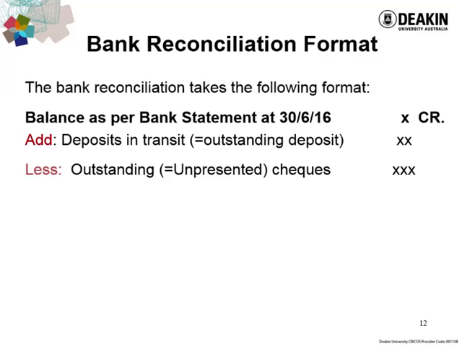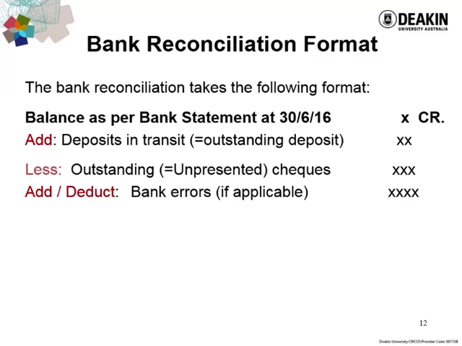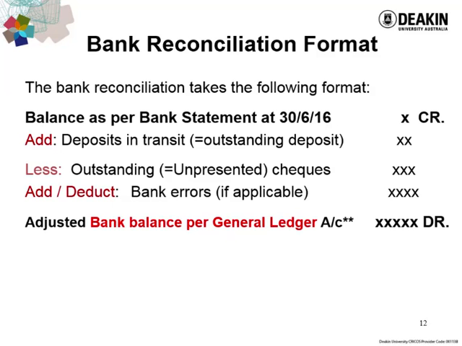Then, we have to deduct outstanding checks or unpresented checks, which are outflows to the company. Because banks have not recorded this amount, but the company has. So we need to deduct this amount from the bank statement balance. Finally, we will add or deduct any bank errors depending on the case. This will give us adjusted bank balance per cash general ledger account, which is usually a debit.